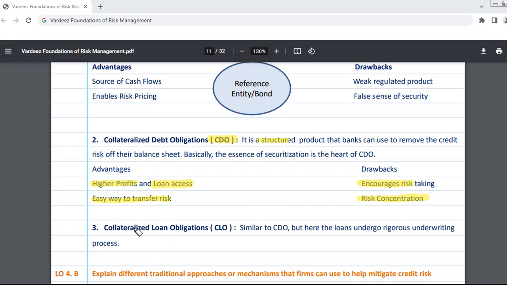Alright, so moving on to collateralized loan obligation, CLO. Now, CLO is actually similar to CDO, but here the loans undergo rigorous underwriting. Now, this is important. In the CDO, the banks used to pool loans of prime customers, subprime customers, and so forth. But in this collateralized loan obligation, the loans that the bank gives out have a rigorous underwriting standard. That means only people who are eligible to buy the home will be given the loans, and only those loans will form the pool and be sold as a CLO. So that's the major difference.